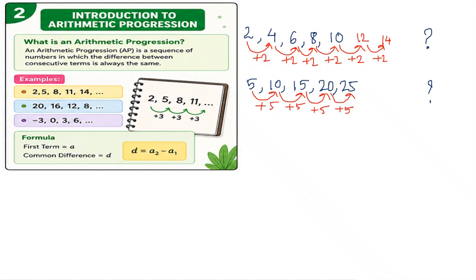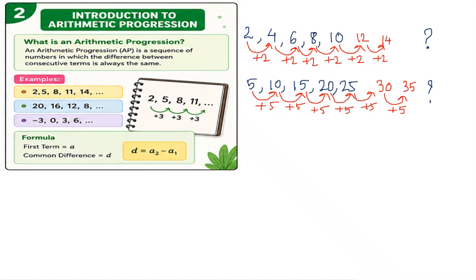So what will be the upcoming term or the next term? Same, we have to add 5 to 25, so we will be getting 30. And similarly, if we add 5 to 30, then we will be getting 35. And so on, we can find the upcoming terms.